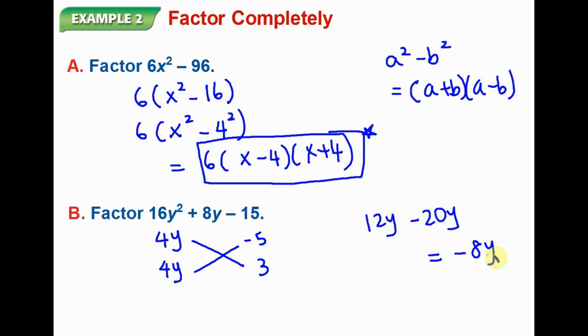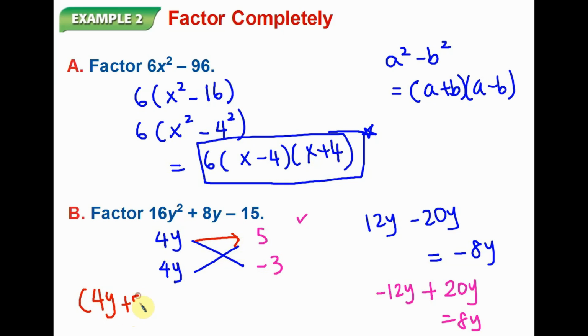That gives negative 8y, which is very close, because I was supposed to look for positive 8y. Now, what if I change this into positive 5 with negative 3? If I do so, 4y times negative 3 becomes negative 12y, and 4y times 5 is positive 20y. And when I add them, I do get 8y. So that's how I know this works. One more time, just be careful: you're not writing 4y minus 3 as a group. You're writing across. So I'm going to write 4y plus 5 times 4y minus 3. This will be the factored form of part B, and you can always double check by distributing.